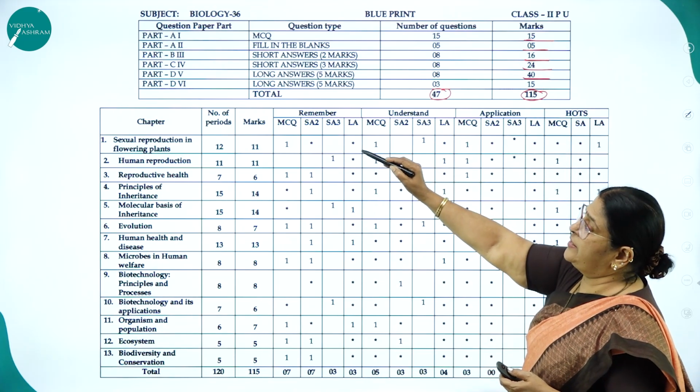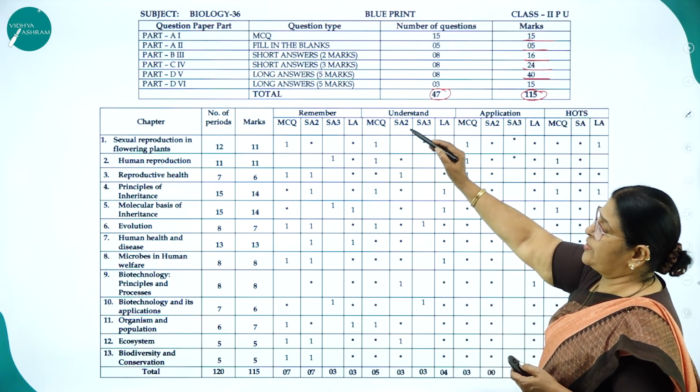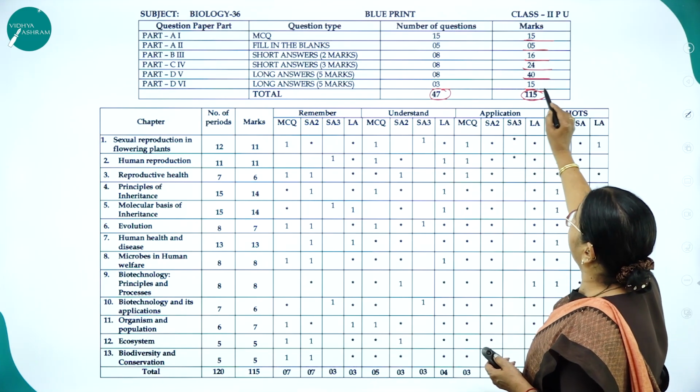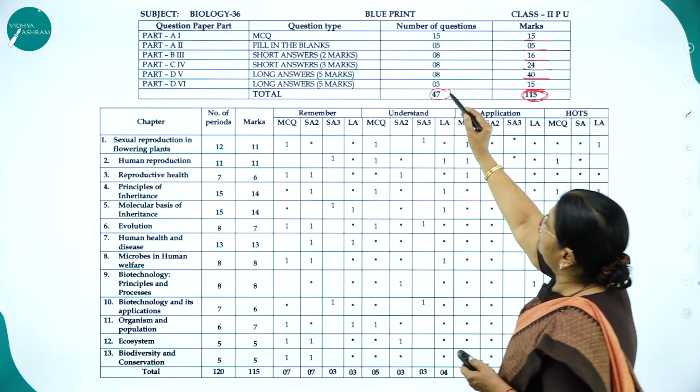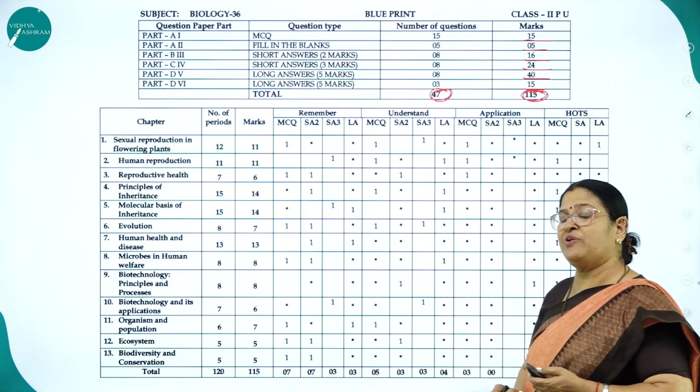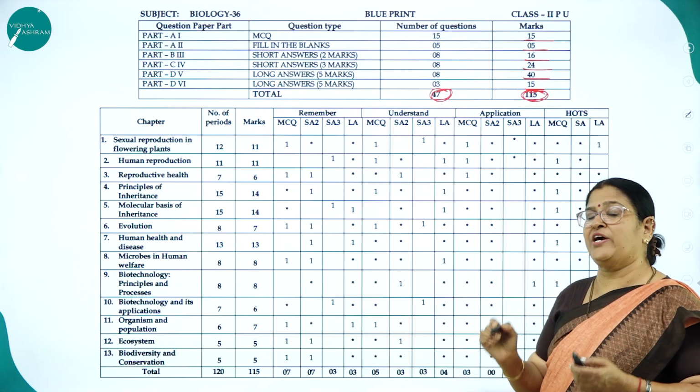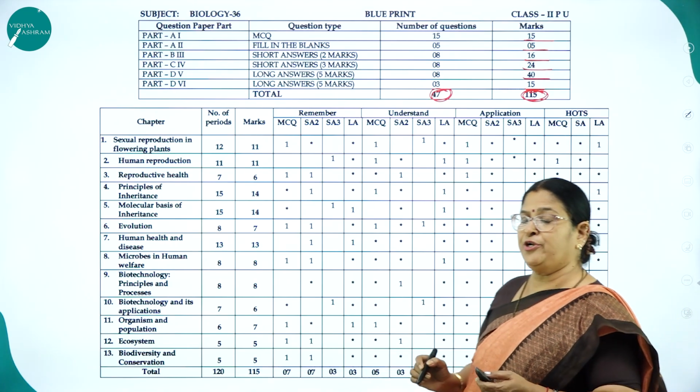And again part D, which is a long answer question type, is for 5 marks each, which is 15. So in total it is 115 marks, and 47 questions will appear in the question paper. This is a very, very important point to be noted.